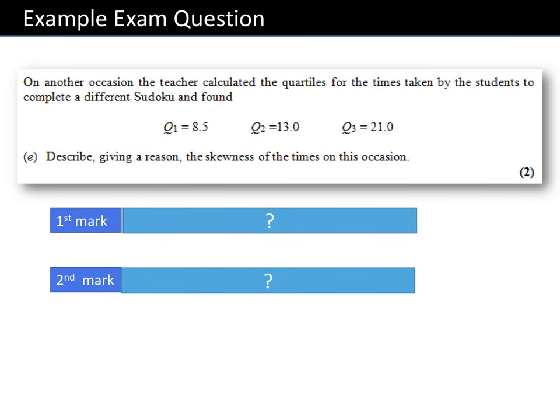So, here we go. On another occasion, the teacher calculated the quartiles for the times taken by the students to complete a different Sudoku. Yeah, people do play Sudoku. And this is what they found. Quartile 1 is 8.5, quartile 2 is 13, and quartile 3 is 21. Describe, giving a reason, the skewness of the times on this occasion. I'll give you a clue with these types of questions.